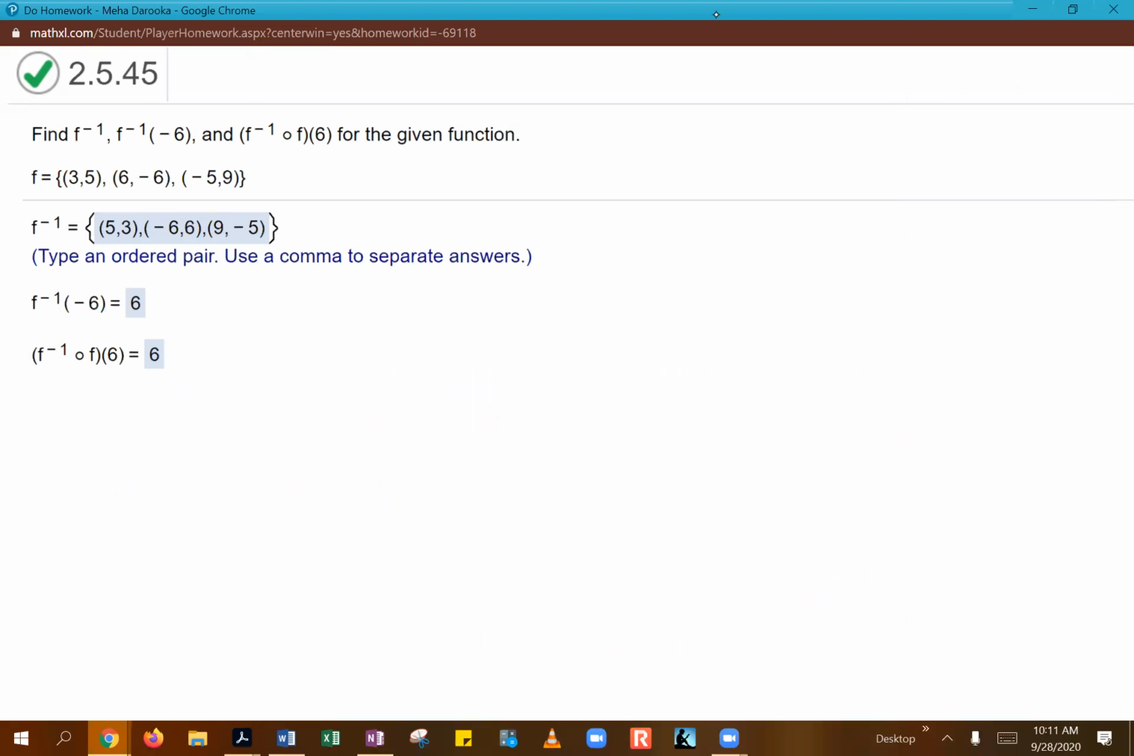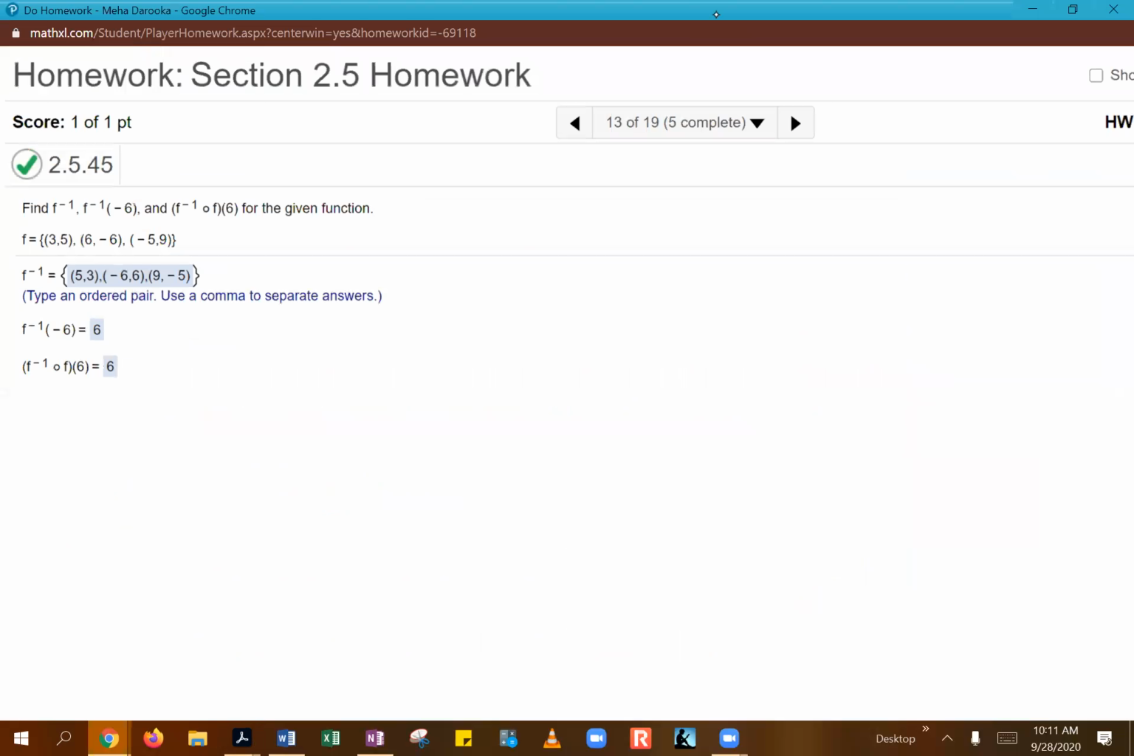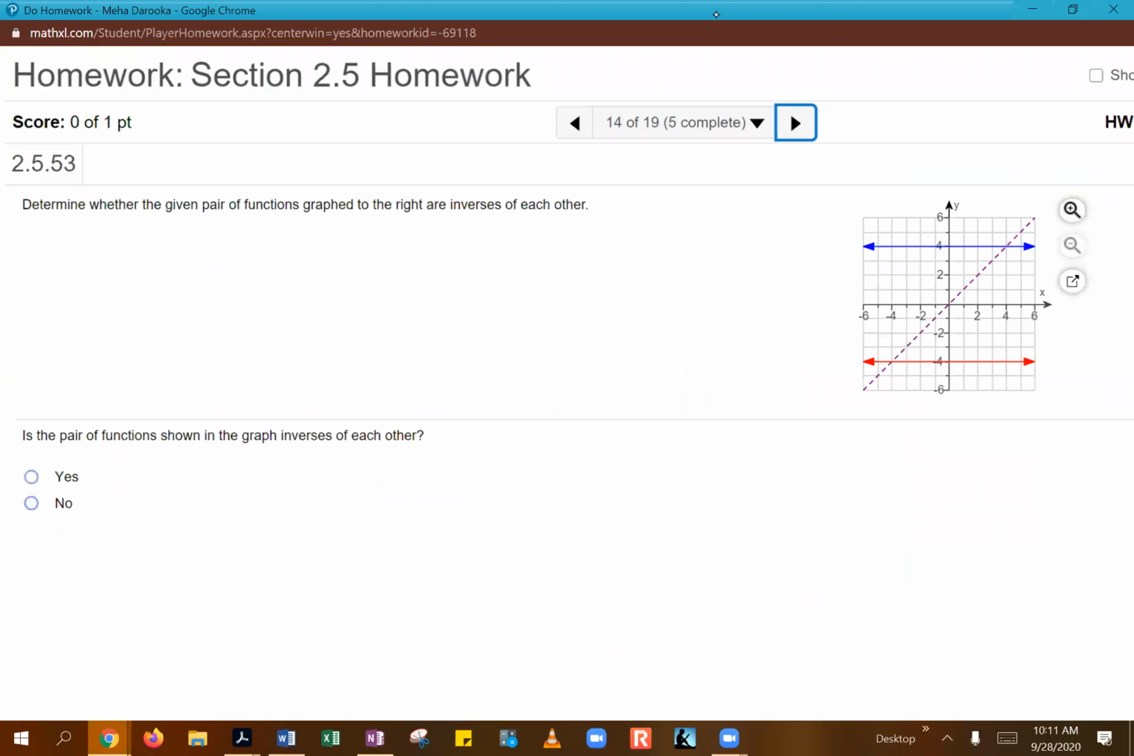All right, so that was looking at a set of ordered pairs, how you can find the inverse function, and when you do a composition, what that would end up looking like. Now let's take a look at this one over here.